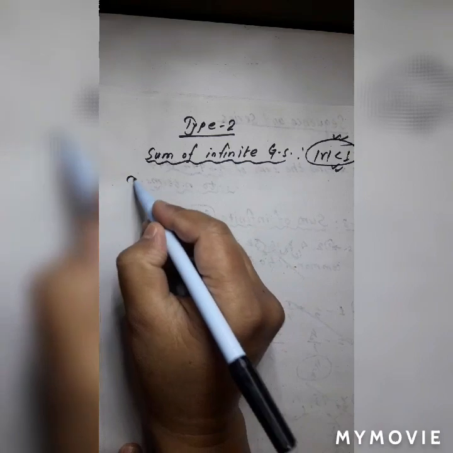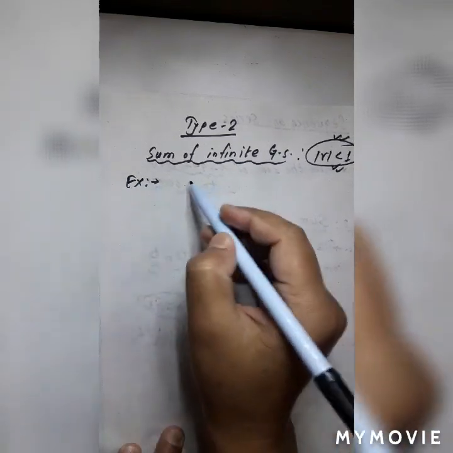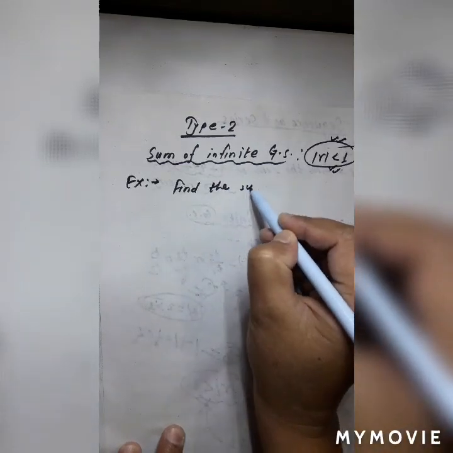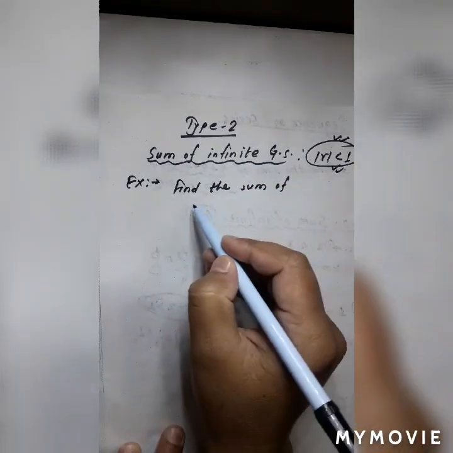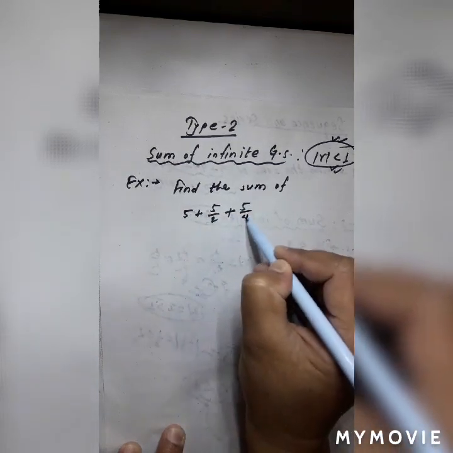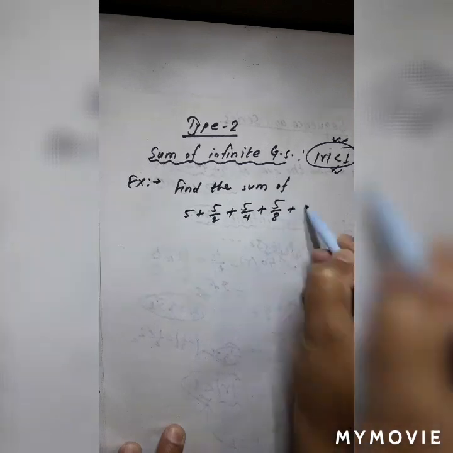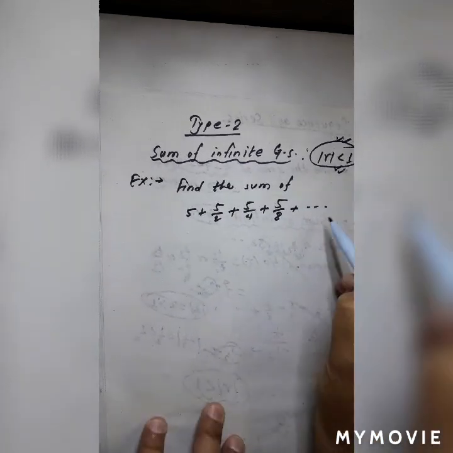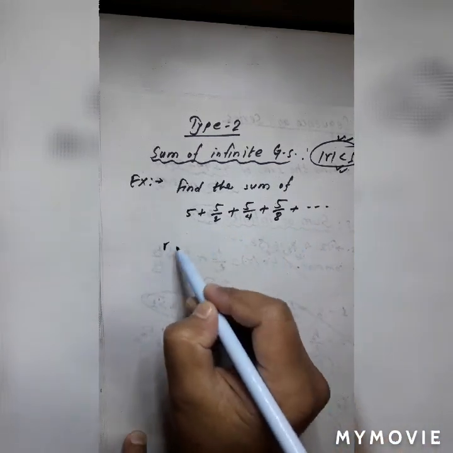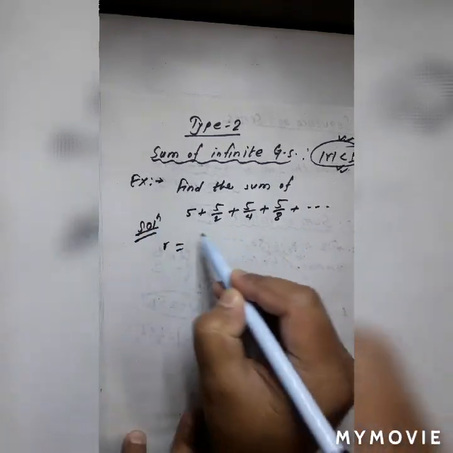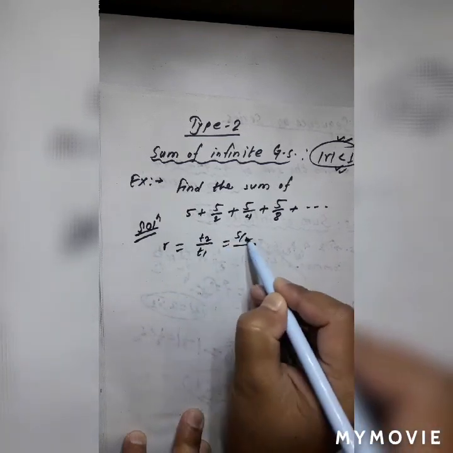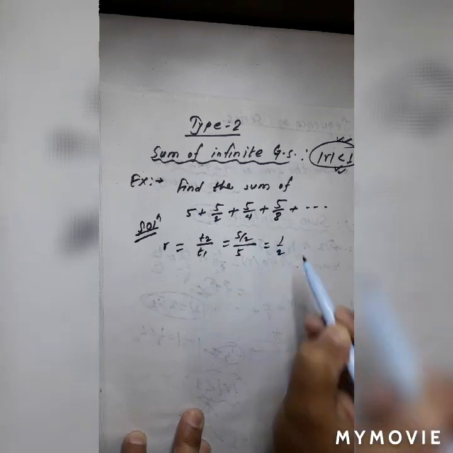So let us take one example here. Find the sum of 5 plus 5 by 2 plus 5 by 4 plus 5 by 8 plus, and so on. This is an infinite series. What is its common ratio? Solution: R is T2 by T1, so 5 by 2 by 5, so this is 1 by 2.